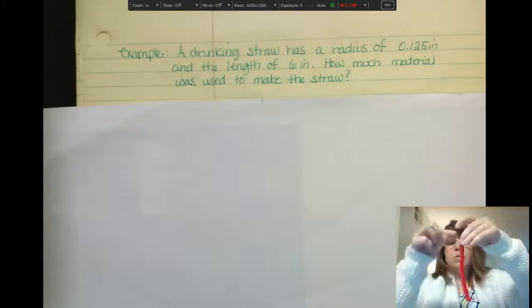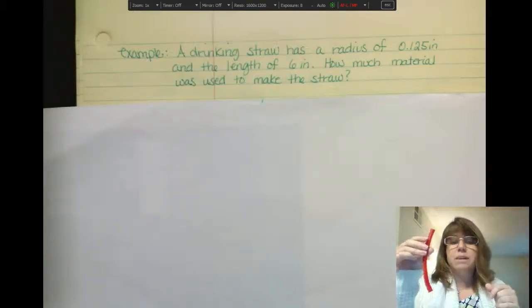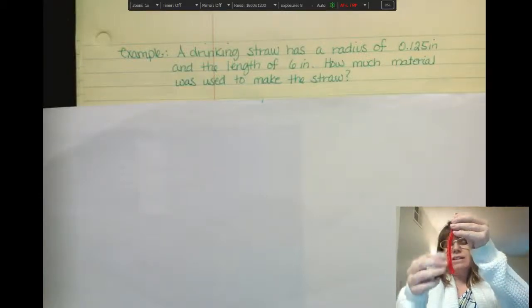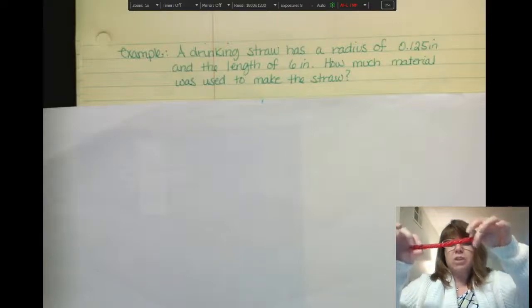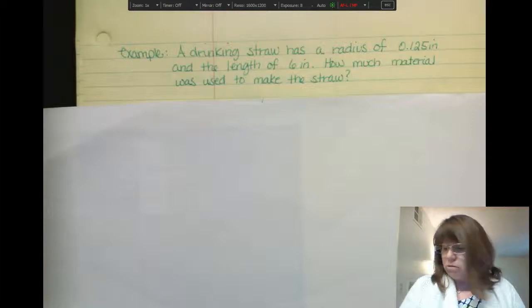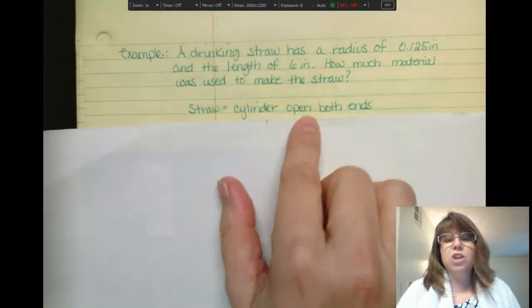So how much material does it take to make this straw? If I was to cut this lengthwise and lay it open, how much square area would that be? My straw is a cylinder that is open at both top and bottom.